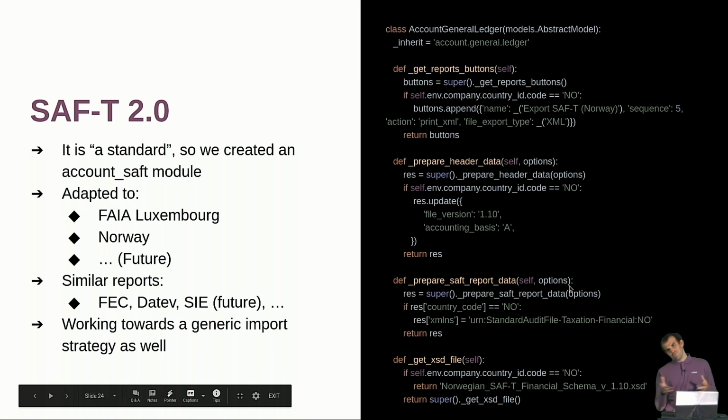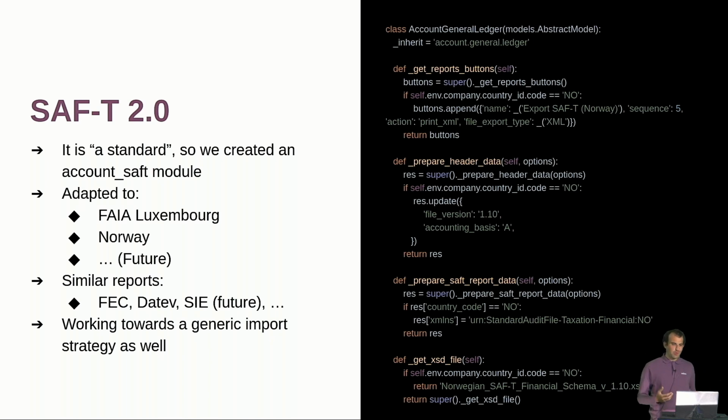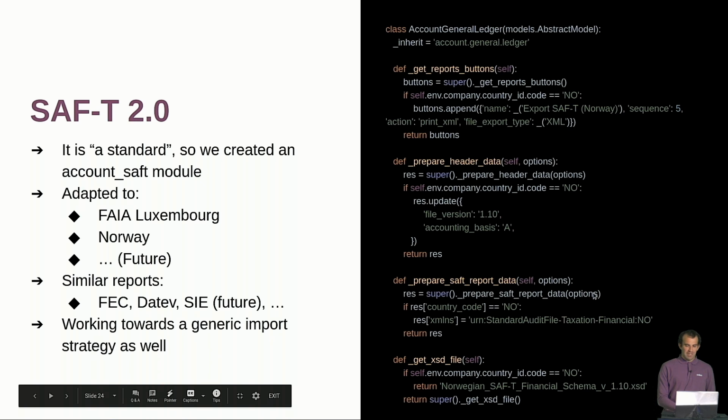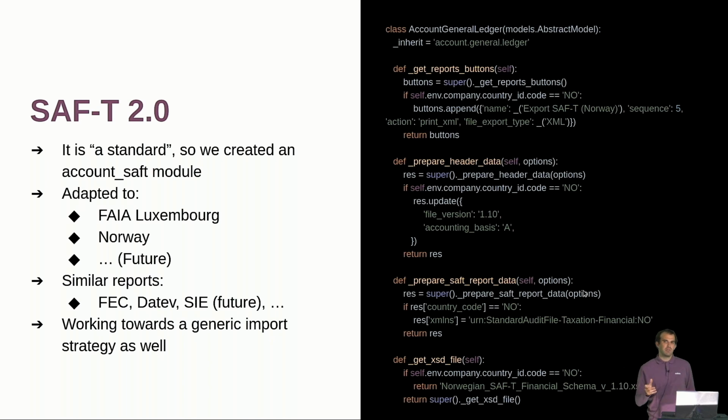And Luxembourg is a bit more complicated. Norwegians tend to follow the standard more. And what I want to say about this as well is that we see in a lot of exports, and also in electronic invoicing, that the taxes are asked for in a very detailed way. On our invoice line, we have a method compute_all, which will compute all the different taxes. So if you have multiple taxes on one line, it will say, okay, this is the base for this tax and so on, to have the entire detail.